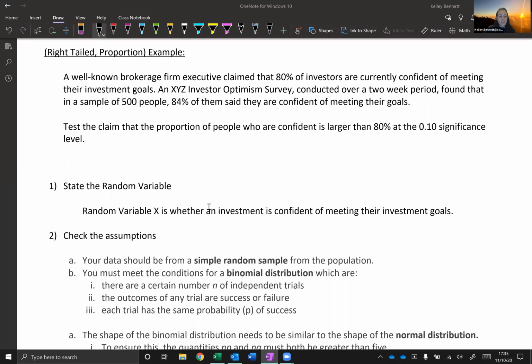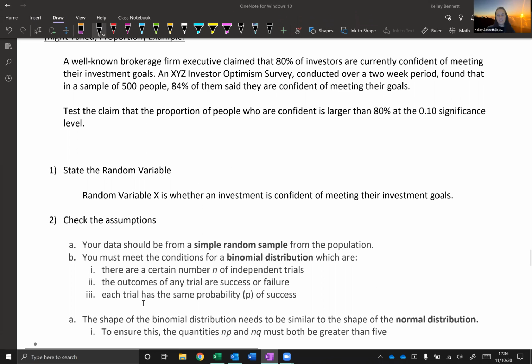We must meet the conditions for the binomial, which is we have a certain number n of independent trials. Yes, we do, because we sampled 300 people, and each person I asked, are you confident or no? That's a trial. I've got n of them, 300. The outcomes of any trial are success or failure. They're going to say yes, I am, or no, I'm not. Success or failure, check. And then each trial has the same probability of success. This is going to get a little hand-wavy here. We're just going to sprinkle that math 1342 fairy dust on it.